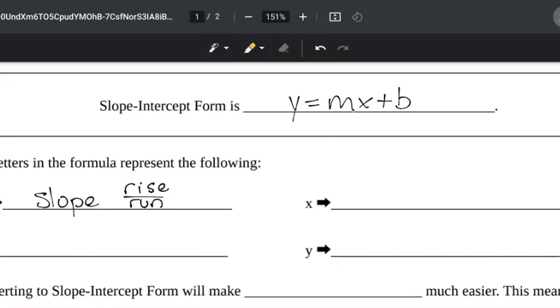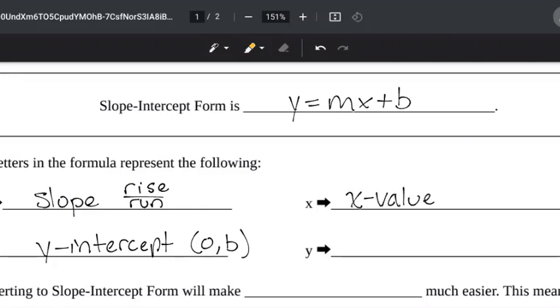The letter B is the y-intercept, which is represented by a coordinate pair, which we've discussed. The y-intercept will always have a 0 for the x value, and whatever b is will be in the y-coordinate spot for our y-intercept. So it's a coordinate pair. And then the x just represents an x value on the graph, and the y represents the corresponding y value to one specific coordinate.